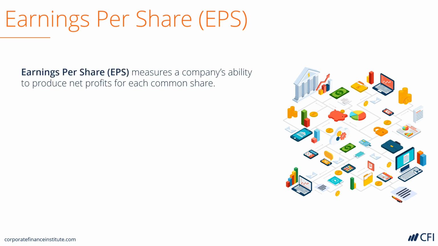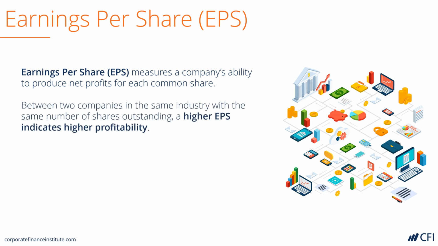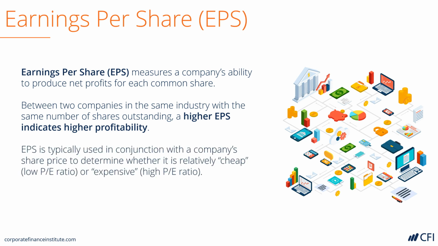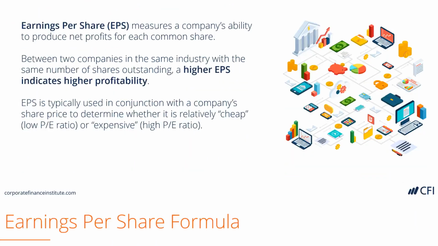Earnings per share measures how much profit a company generates per common share. All else being equal, higher earnings per share indicates better profitability. It can be used in conjunction with a company's share price to assess its valuation. A high price-to-earnings ratio is an expensive stock, where a low price-to-earnings ratio is a cheap stock.